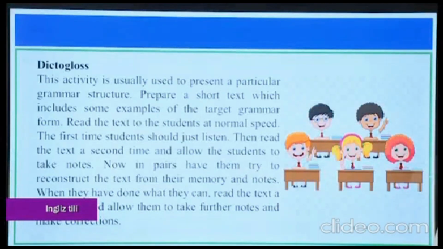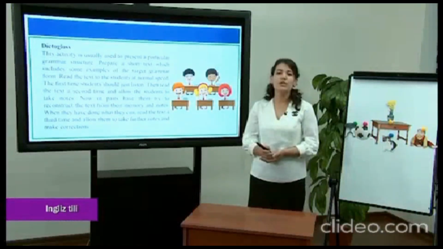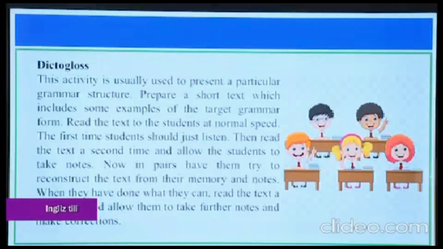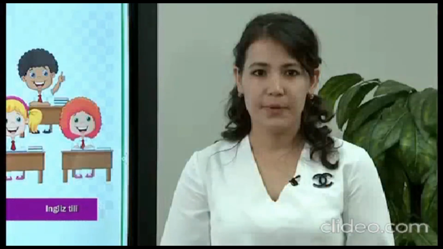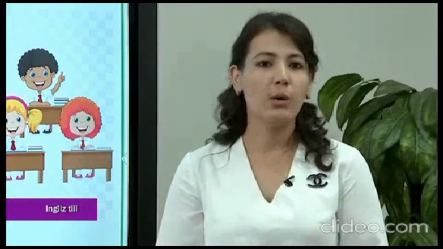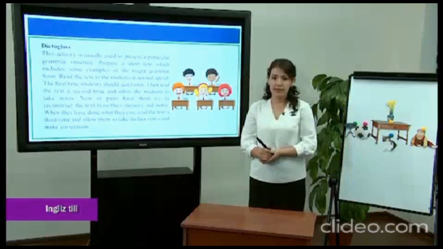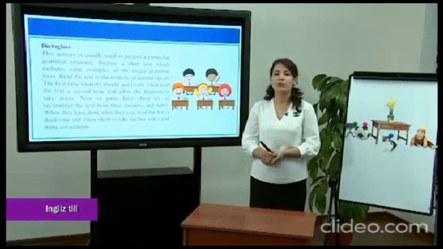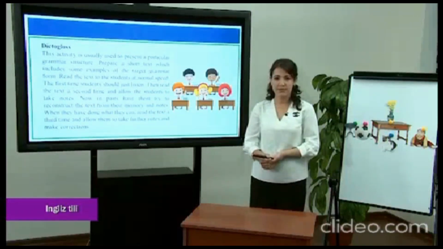The next type of dictation is called Dictogloss. Dictogloss is mostly used when we are introducing a new grammar structure. For this, we should prepare a short text with the target grammar structure. First, we will read the story to our pupils at normal speed. Your pupils should just listen to it without taking notes. And then, for the second time, you should read the text. And this time, your pupils can make some notes.